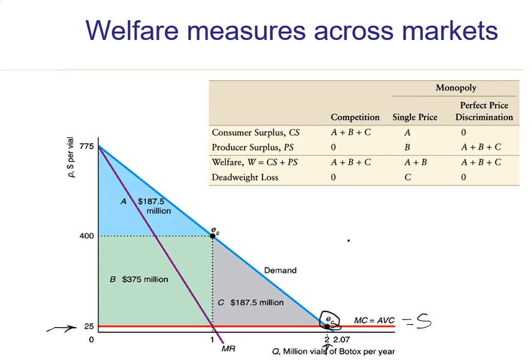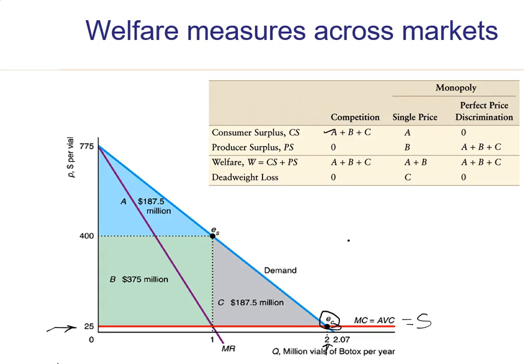So is there any consumer surplus? Well, yeah, there's a ton. It's all the area above this price and below the demand. So areas A, B, C are all consumer surplus areas for the competitive firm right here.